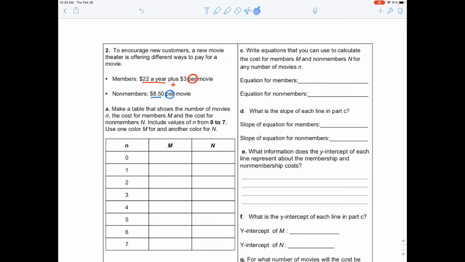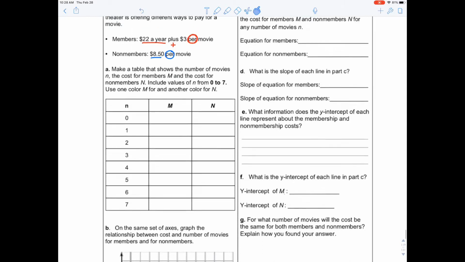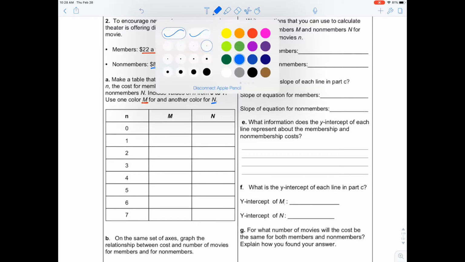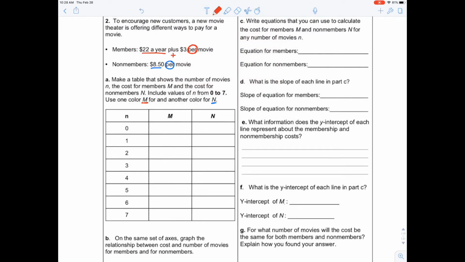It says make a table that shows the number of movies N, the cost for members M, and the cost for non-members capital N. Include values of N from 0 to 7. We're going to use one color for M and another color for N. So I'm going to use red for M and then blue for capital N. Okay, so for members, let's start with members first. Members, remember, they pay $22 a year plus $3 per movie.